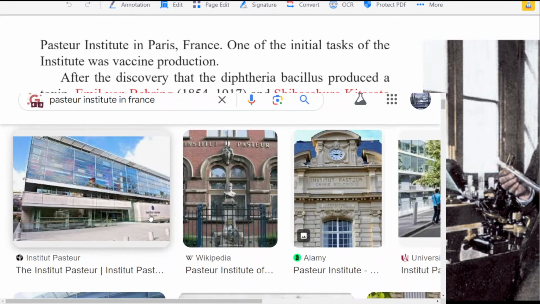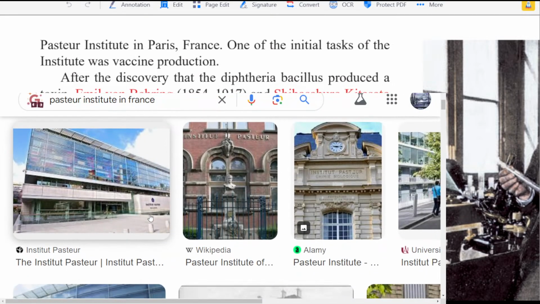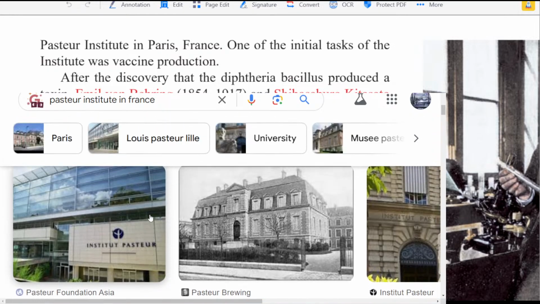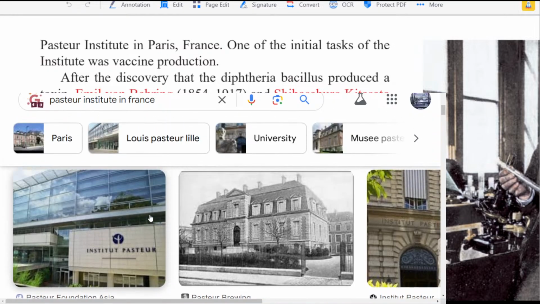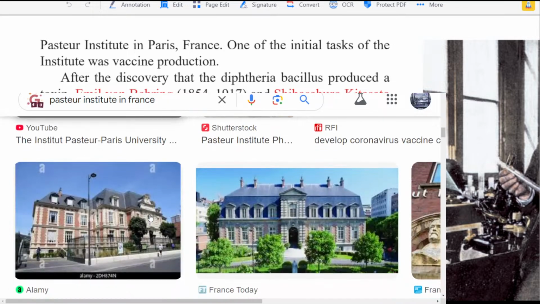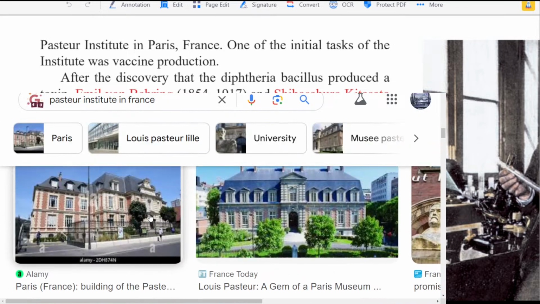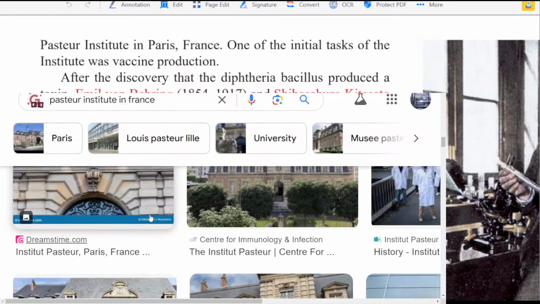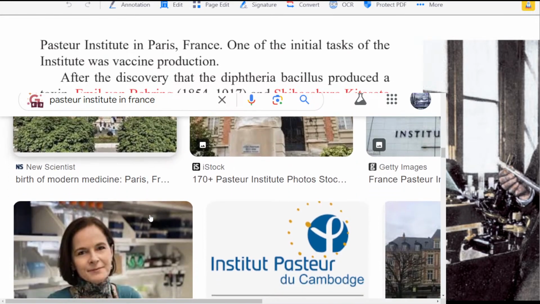So is this the Pasteur Institute? It looks like it's been constructed over the previous one. This doesn't look like it's from the old age. Well, they weren't that old.